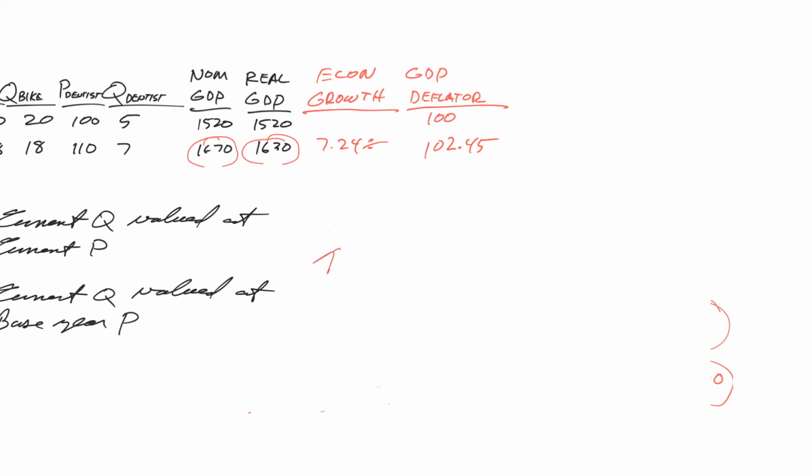So let's take a look. Nominal GDP, what is that? Well, that is current prices times current output, right? Real GDP is base year prices times current output.